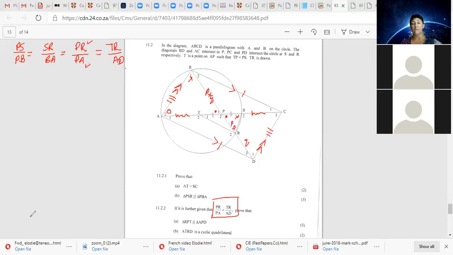Right. So it wasn't too bad, this one. Although I think that you could also have probably used this information as well: PR over PA equals PS over PB. So let's look at these two, that we got from the first lot. Would that help?